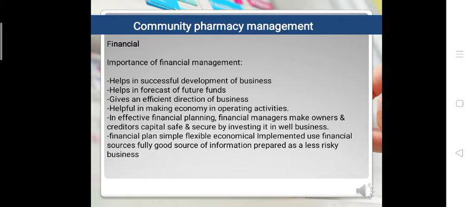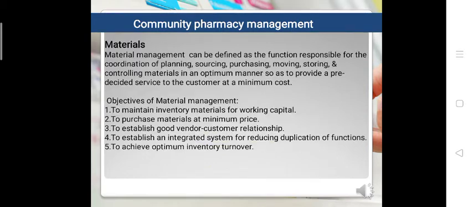So that is all about it: if you have good knowledge with a good source of income, you can have a very good business with less risk. That is what we are talking about in this last point. Okay, so that is the importance of financial management. Then how you need to manage the financial terms.